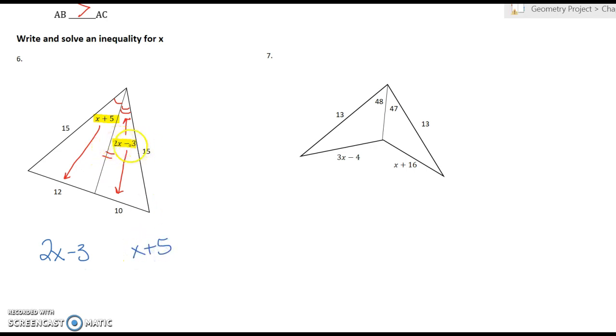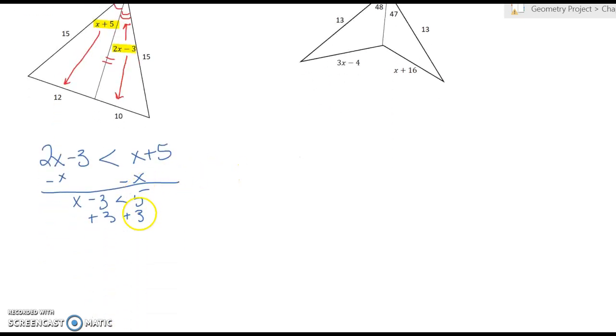So 2x minus 3 is opposite the 10, and x plus 5 is opposite the 12. Well, the x plus 5 is bigger, so this is a less than. Now we just solve by subtracting x on both sides, and I get x minus 3 is less than 5. Add 3 on both sides, and so x is less than 8. And that's it. So again, I just looked opposite to see which one was bigger based on what's opposite.